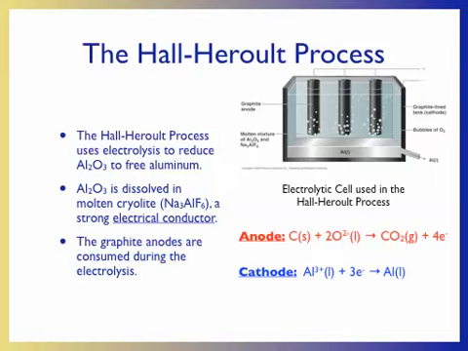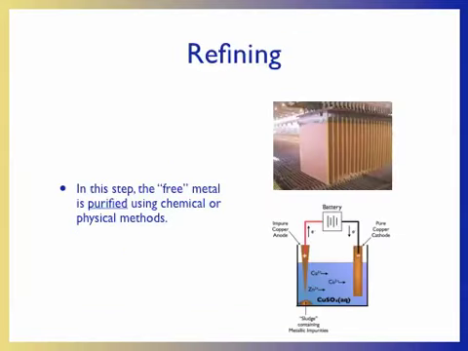The final step of metallurgy is to refine a metal. In this step, the free metal is purified using usually chemical or physical processes. An example of a physical method of purifying a metal is to use distillation for metals with low boiling points. In distillation, you would boil the metal, and the metal would separate from other impurities based off of its boiling point. Another way to purify a metal by chemical means is to again perform electrolysis.